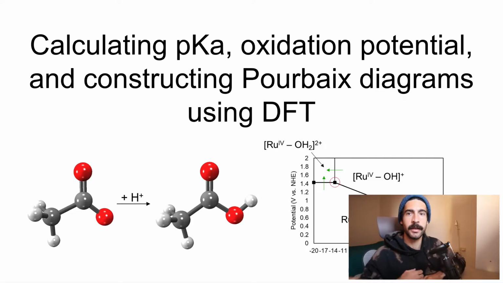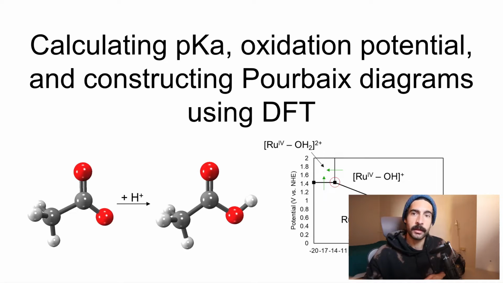I'm Jake, and today I'm going to be talking about computational chemistry once again. Specifically, I'm going to be talking about how to calculate pKa and oxidation potential for various chemical systems using density functional theory, and then using that data to computationally construct a Pourbaix diagram.